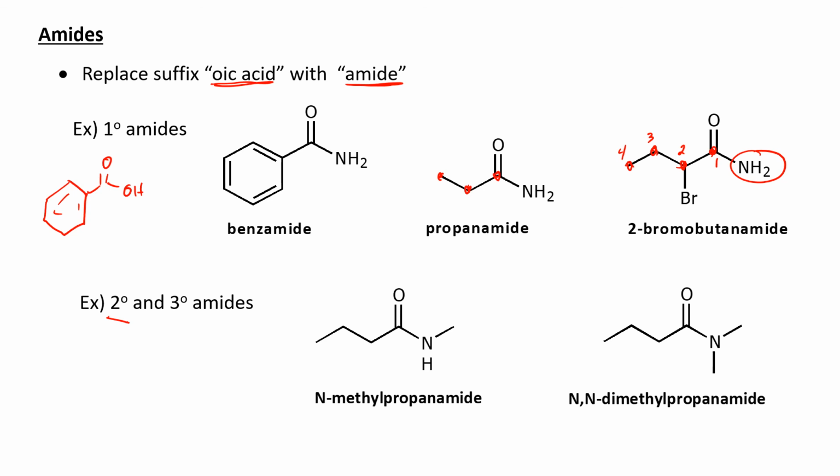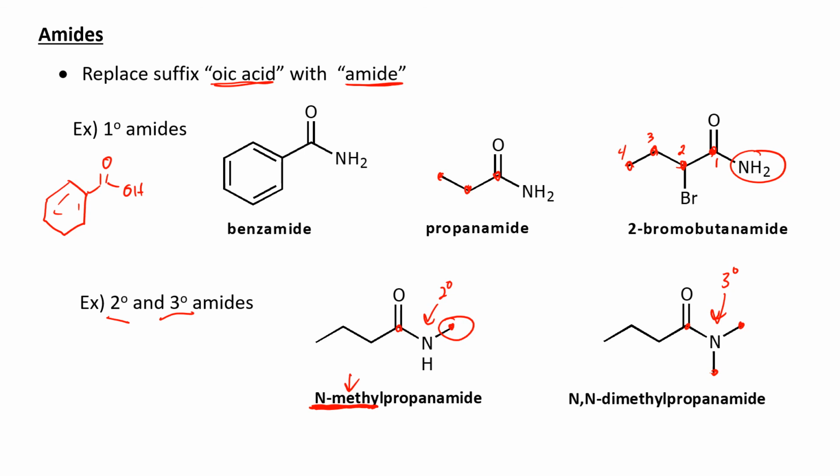For secondary and tertiary amides, meaning that the nitrogen is attached to 2 carbons, or the nitrogen is attached to 3 in a tertiary. So this is considered a secondary amide. This is considered a tertiary amide. We use an N to distinguish what's on the nitrogen. So that N-methyl means there's a methyl on the nitrogen.